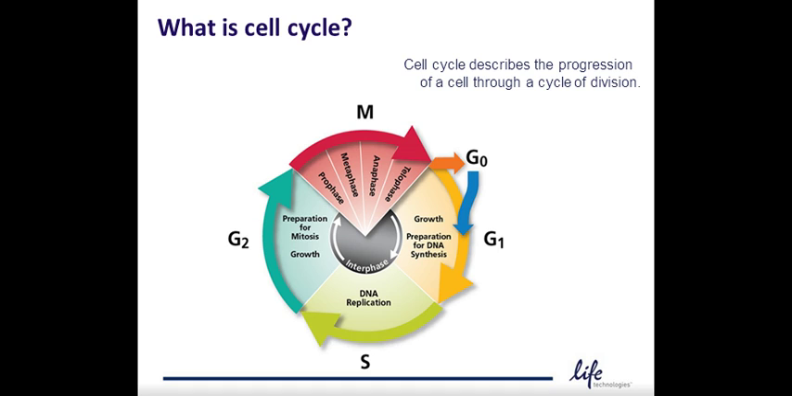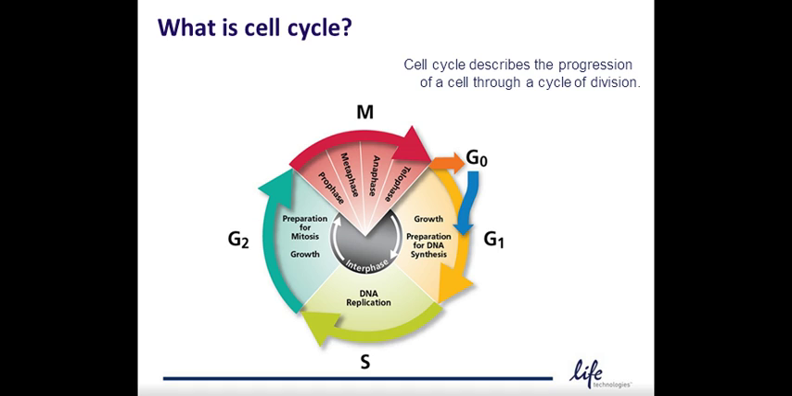The eukaryotic cell cycle, or cell division cycle, comprises a series of events that are involved in the growth, replication, and division of cells. Cell cycle describes the progression of a cell through a cycle of division. There are cytoplasmic events, and there are nuclear events.